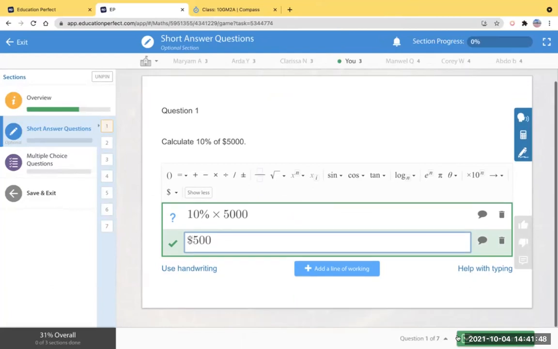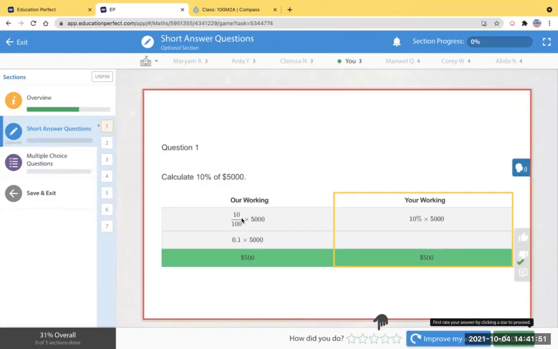Correct. You can see here there are different ways of calculating it. I'll just add this one on as well. And you just click got it. Cool.